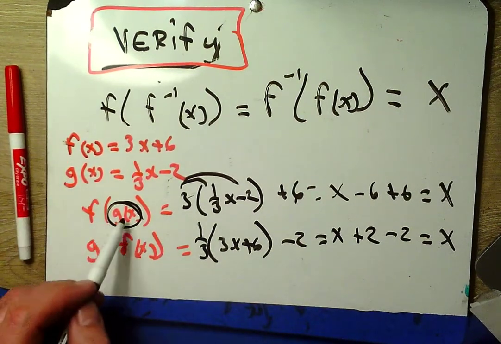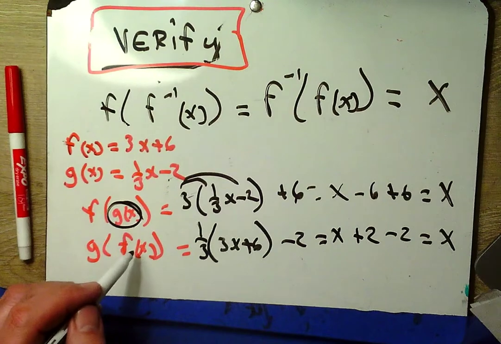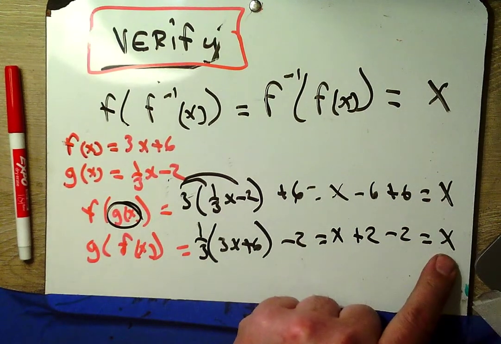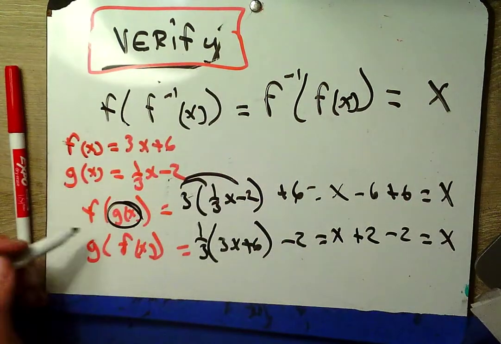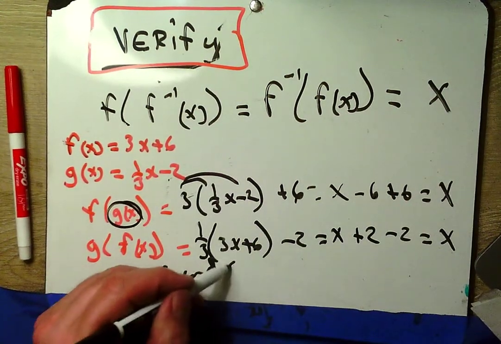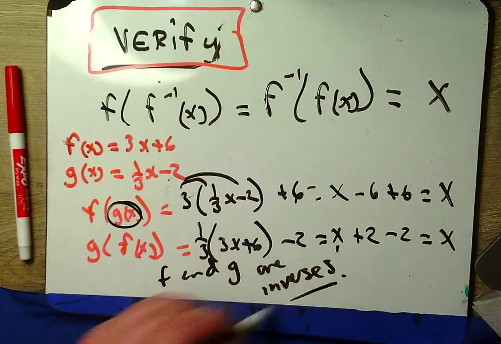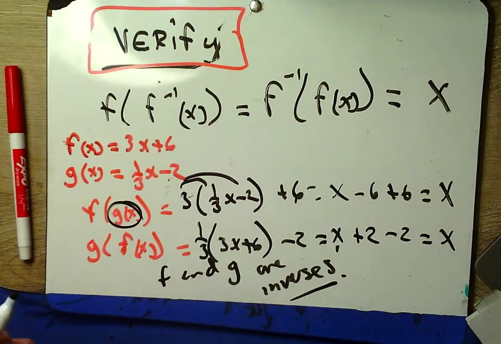Because f of g of x and g of f of x are both equal to x, I know that f and g are inverses. Okay, well, there we go.